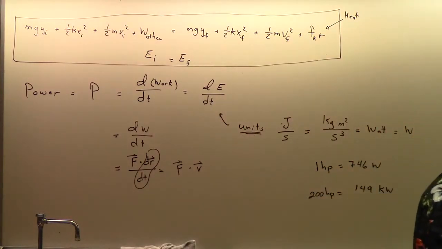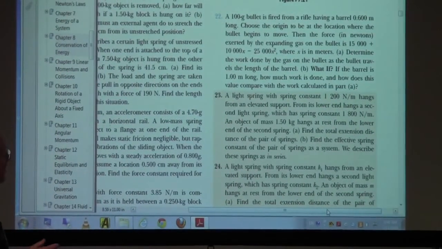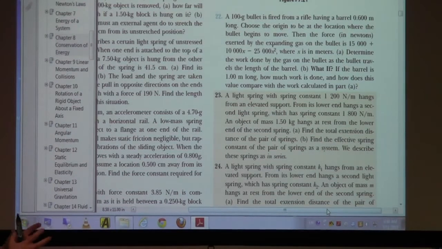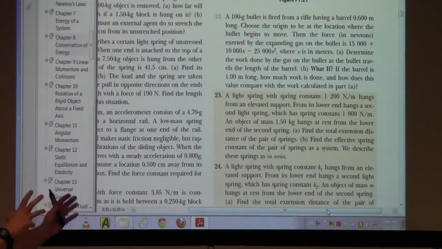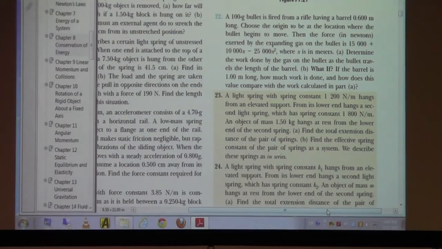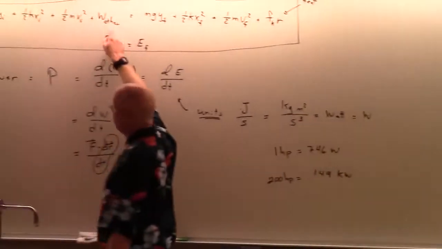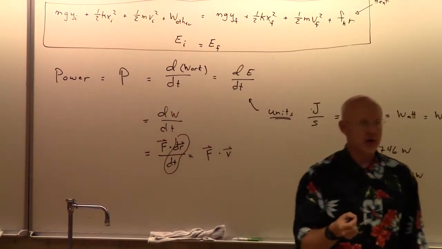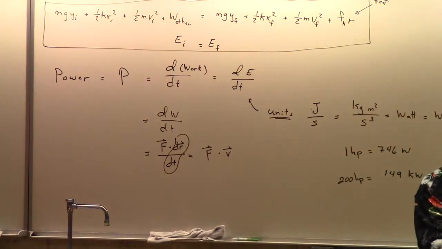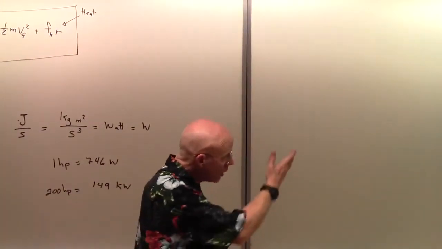22 says that you have a 100 gram bullet. It is fired from a rifle having a barrel of 0.6 meters long. Choose the origin to be the location where the bullet begins to move. And if you do that, it says the force in newtons created by the expanding gas of the gunpowder is given by this equation. And so I'll write down that equation in a moment. But they give us this long equation to say how much force do you get from this. And so that is what I meant by we have some other forces. I would call this then a chemical energy. The gunpowder itself has a form of energy that is going to push it according to this equation.